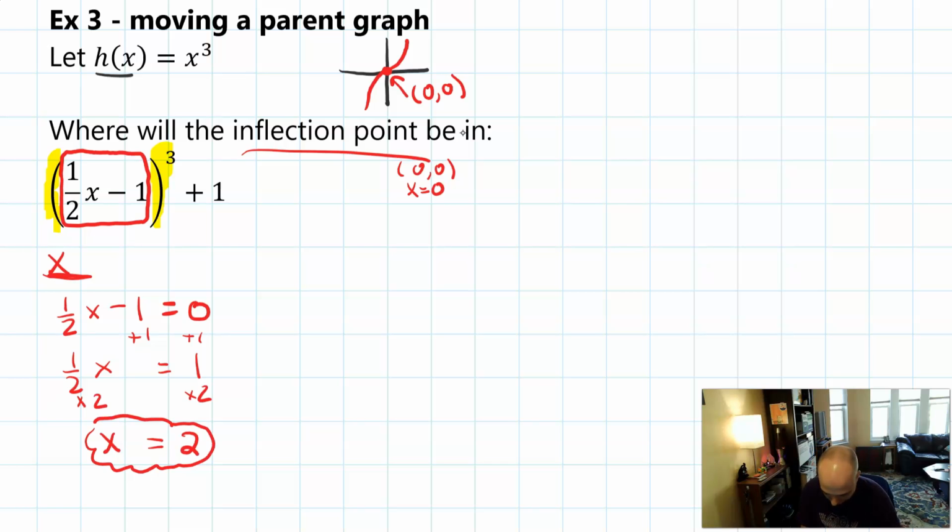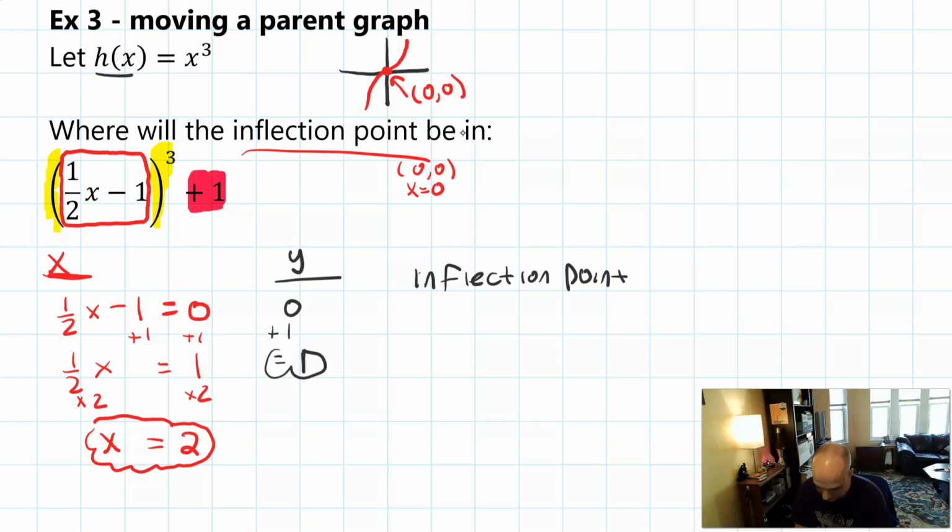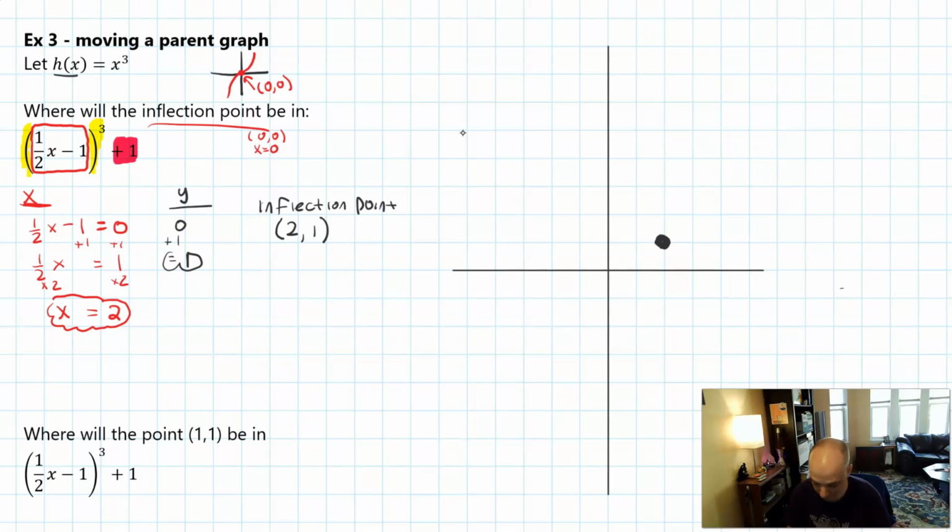For the y-coordinate, I'm just going to look at the output transformations. The only output transformation is plus 1, so I'm going to do 0 plus 1 equals 1. So in this parent graph, the inflection point, just by solving backwards, I know is going to be at the location 2, 1. And I could use this to start drawing a graph of this function. So I'll plot over here the point 2, 1.